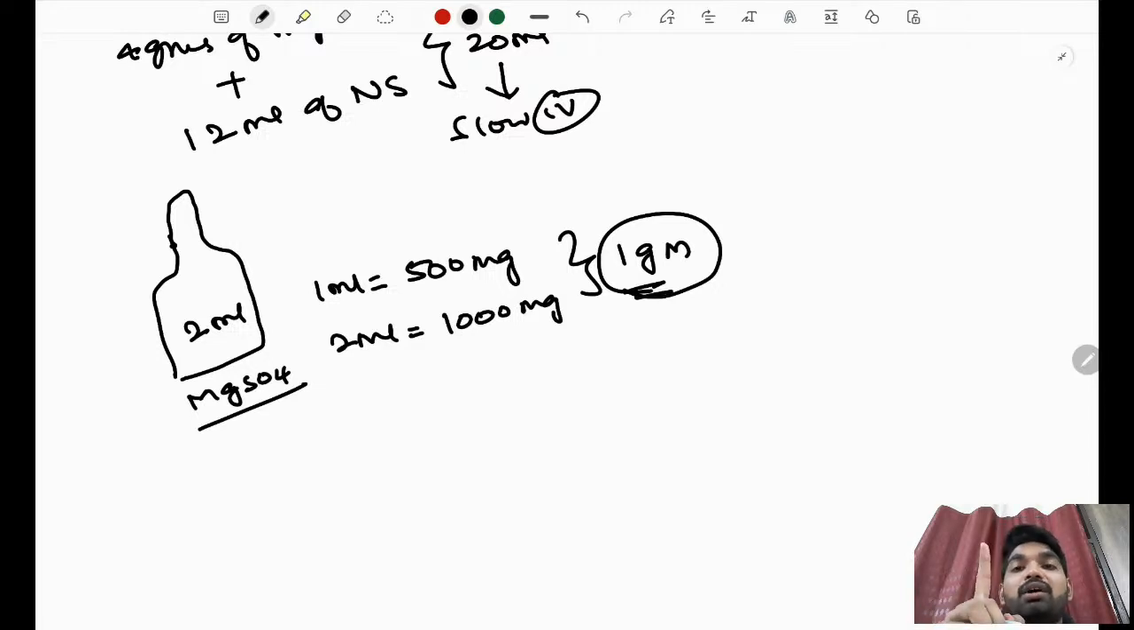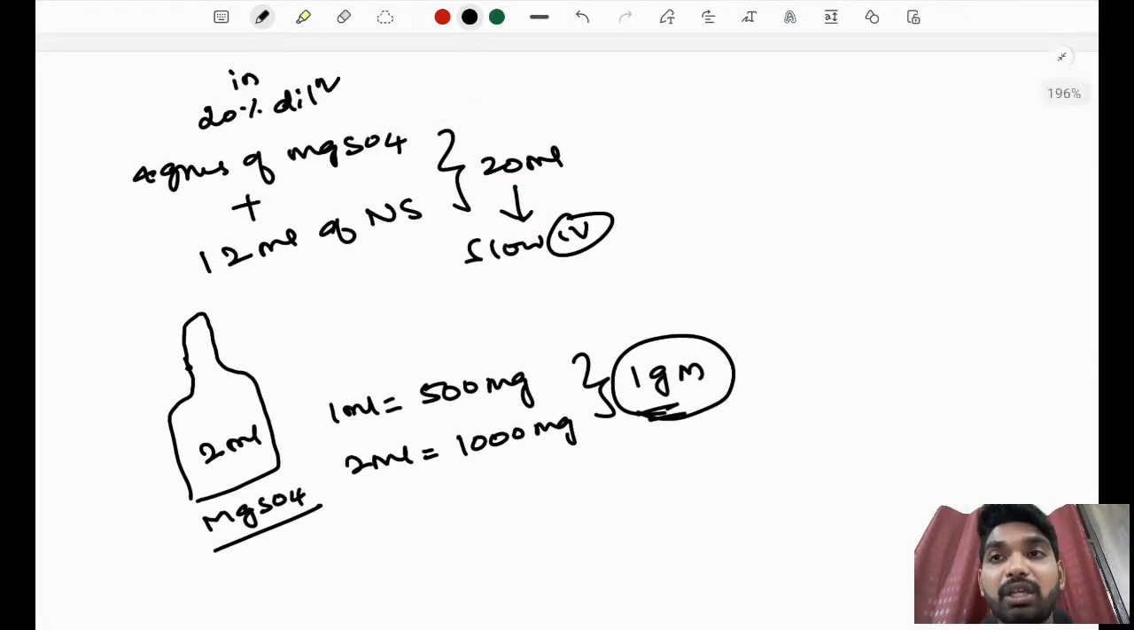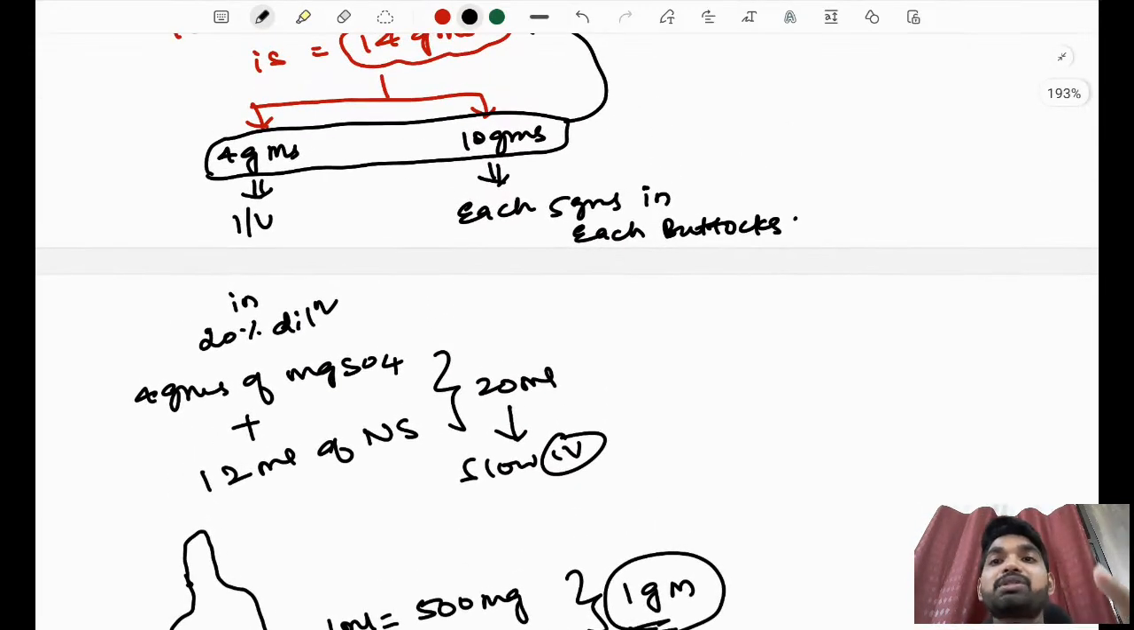So each magnesium sulfate ampule contains 2 ml. 1 ml contains 500 mg. 2 ml is 1 gram. Okay, and the loading dose is 14 grams that you are going to give to the mother. 4 grams you will give IV in 20:2 dilution.